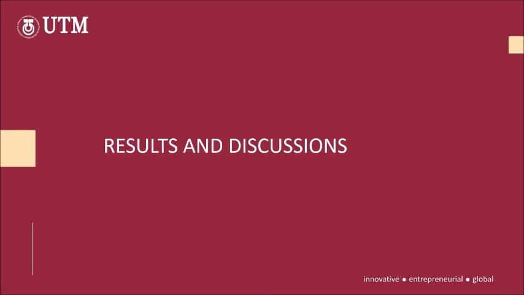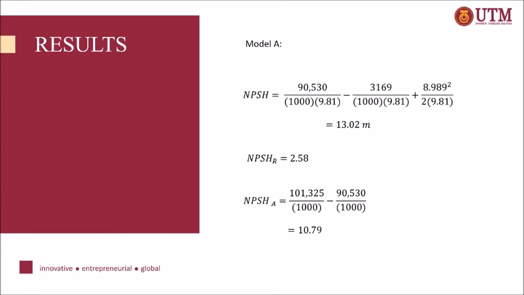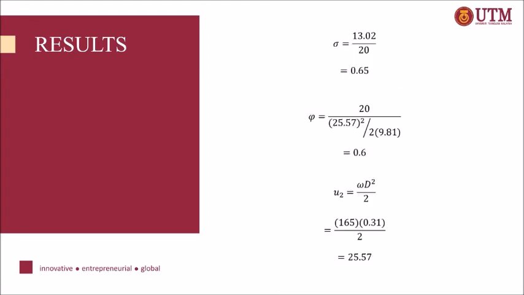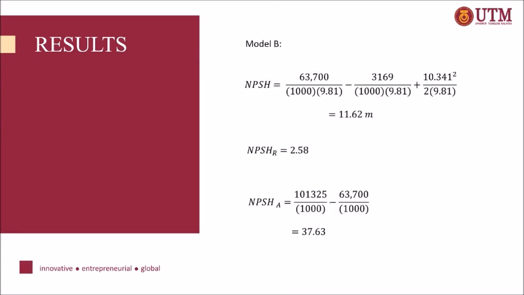Now, I'm going to talk about the results and some discussion. This is the calculation for Model A. The NPSH is 13.02 meters. The NPSHR is 2.58, a value given from ANSYS. The NPSHA is 10.79. The Thoma cavitation number is 0.65 and the head coefficient is 0.6.